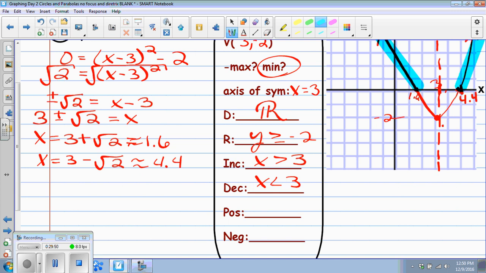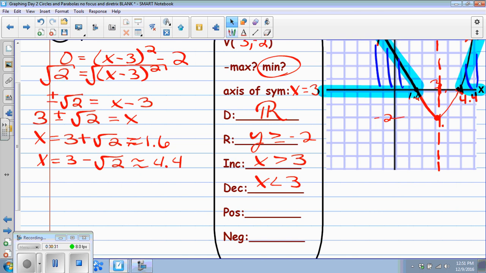Okay, so those two pieces are where my y values are positive, right? If I took a string and tied it from my graph and connected it down to the x-axis, how would I describe those x values? It's two separate pieces, right? All of these x values, y is positive. And all of these x values, y is positive. Y'all see that? So, I have to name two separate pieces.